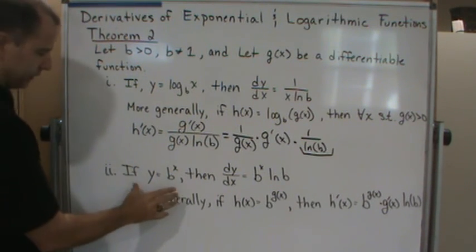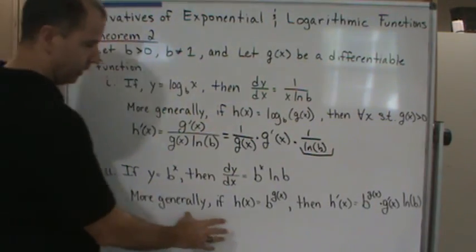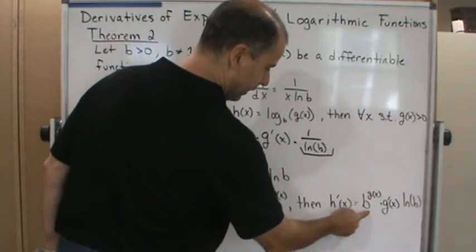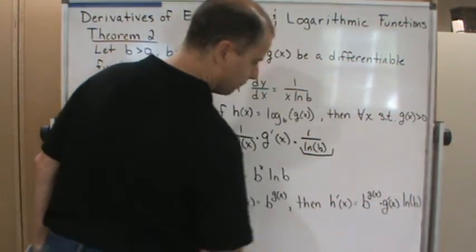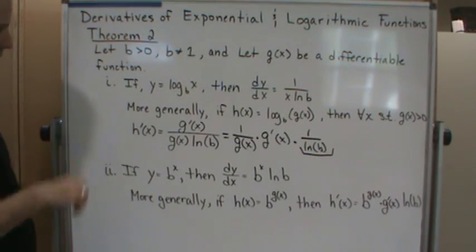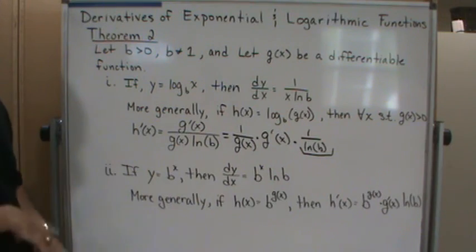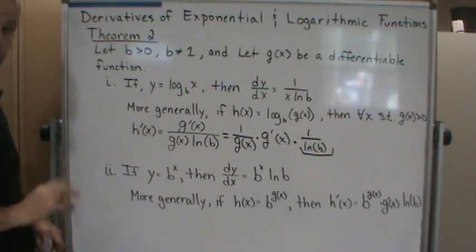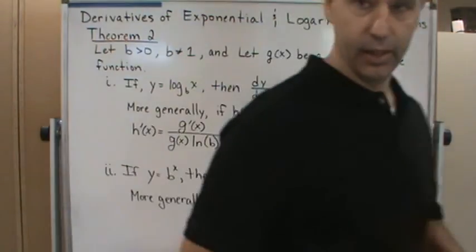Whereas with the general exponential case, everything is the same, right? Except now we're multiplying by the natural log of b. So that's the only piece you have to remember when you're applying it in the general case. Okay? So again, let's do some examples and we'll go from there.